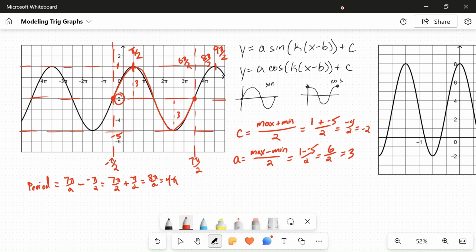You can also do that with two minimums. Say from the minimum here at negative 3 pi over 2 to the next minimum at 5 pi over 2. So from negative 3 to positive 5 is a distance of 8. Okay, so there's different ways we can do that. Once we know the period is 4 pi, we can figure out k. So the k value is going to be 2 pi over our period, which is 2 pi over 4 pi. And the pi's cancel out, and 2 over 4 becomes a half. So we know k is a half.